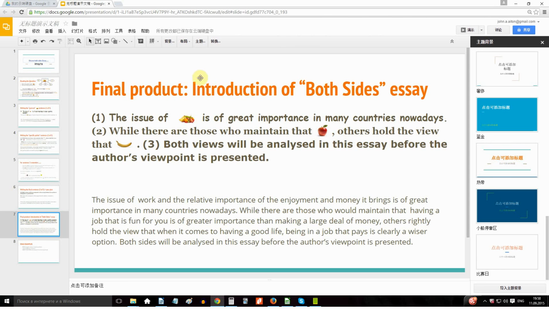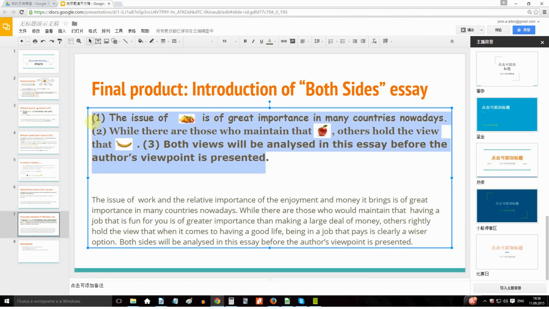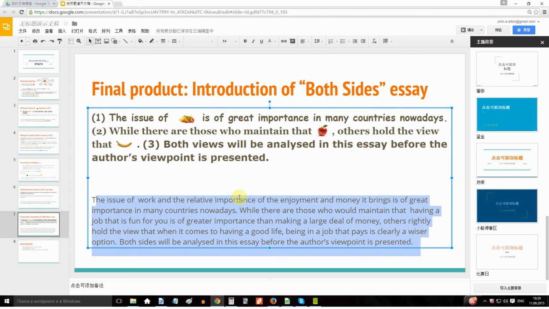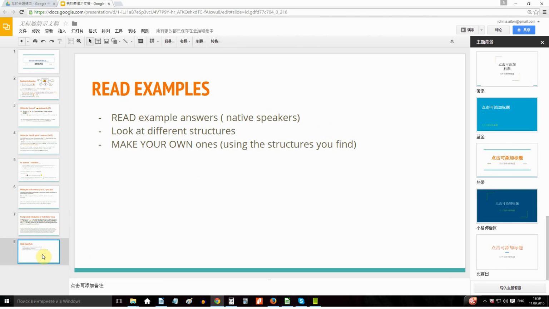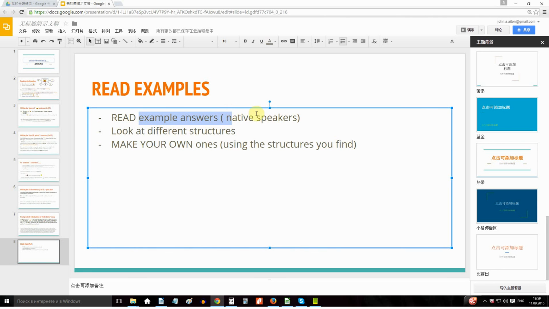Okay, here is the final product. So, here is the introduction using the structures, the sentences that I recommended, and here is an example answer, specific example answer. Press pause and read it if you want to. One last time, please read more examples. Read different example answers that native speakers have written. Look at the different structures of the introduction. Look at the different structures of grammar. And then think about making your own structures, your own grammar ones, using the structures that you find.